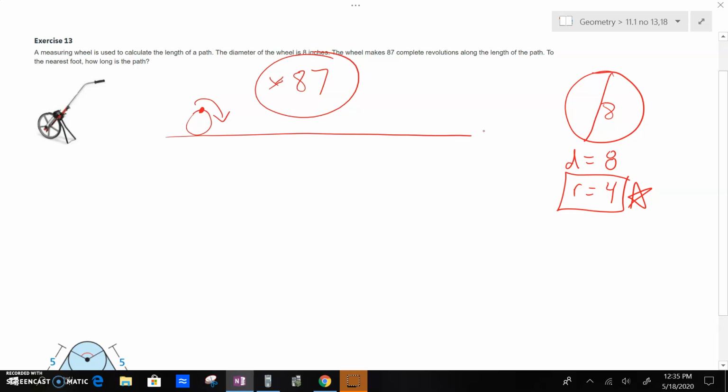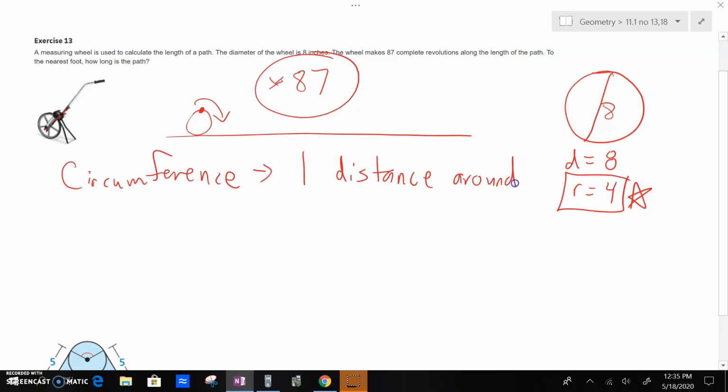So what you're trying to do is say, okay, what's the circumference of the circle? Because that's the distance around the outside one time. And then if we're going to make 87 turns of the wheel, we're then going to take our circumference and multiply it by 87 to get our final answer. This is in inches, so the answer we find will be in inches. We'll then need to convert it to feet because we're being asked to the nearest foot, how long is the path.